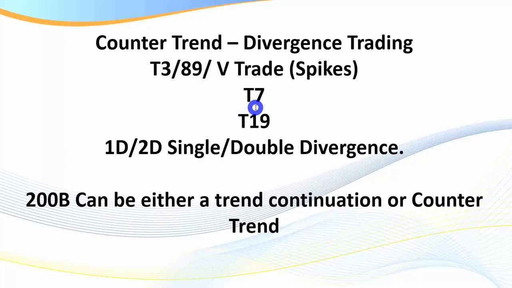A T7 is a double top or a double bottom. Your T19 is a standard divergence trade, and then of course you've got your 1Ds and your 2Ds, which is single and double divergence. These are all divergence trading. Then of course we have our 200Bs. Now for our 200Bs, it really is, rather than a trend continuation trade, because it's such a deep pullback, that is also a counter trend trade. Okay, so they're the sort of setups, and you'll see those in the PowerPoints and cheat sheets that you really want to learn over time.